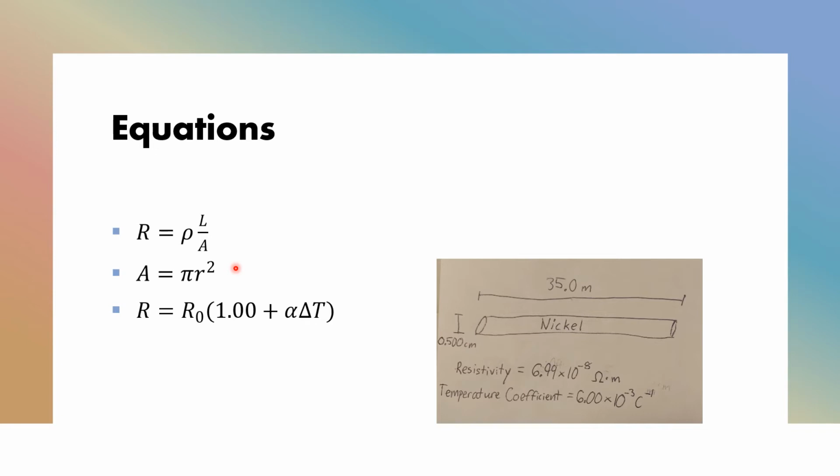And for part B, we're going to use the third equation listed. This is the equation to find the resistance of the wire at different temperatures. The equation reads resistance equals initial resistance times the sum of 1 plus the temperature coefficient of the material of the wire times the change in temperature from 20 degrees Celsius.